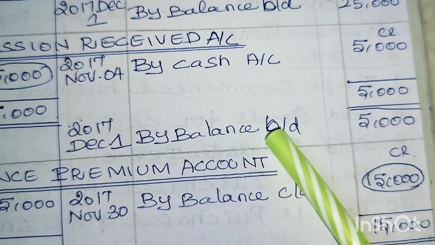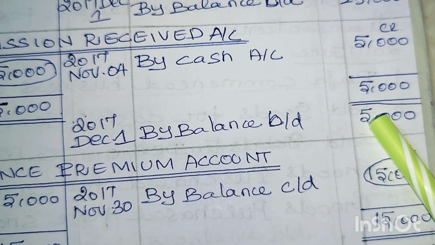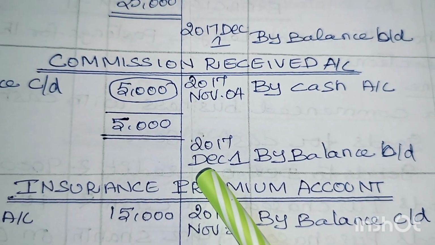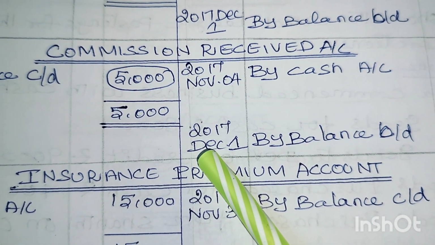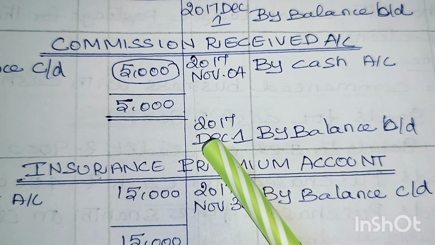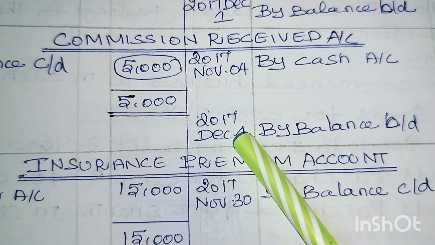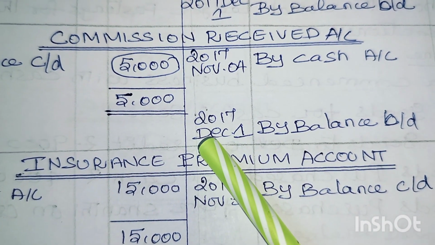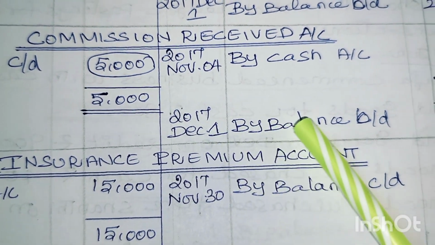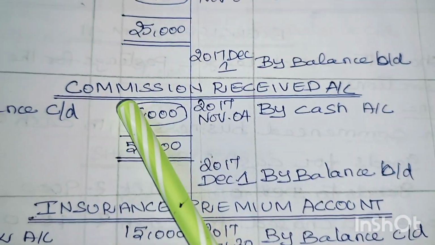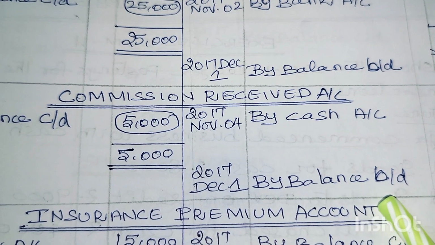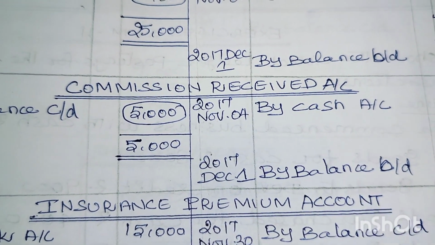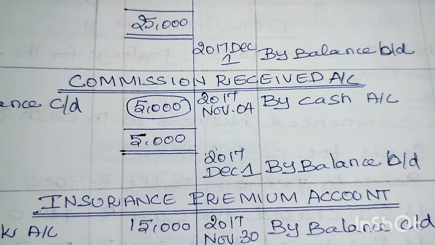Okay, balance brought down is to be entered against the difference, and in the date column we enter the first day of the next accounting period, that is December 1. This is the opening balance of the commission received. Next accounting period, opening balance of the commission received. So the commission received account is posted.